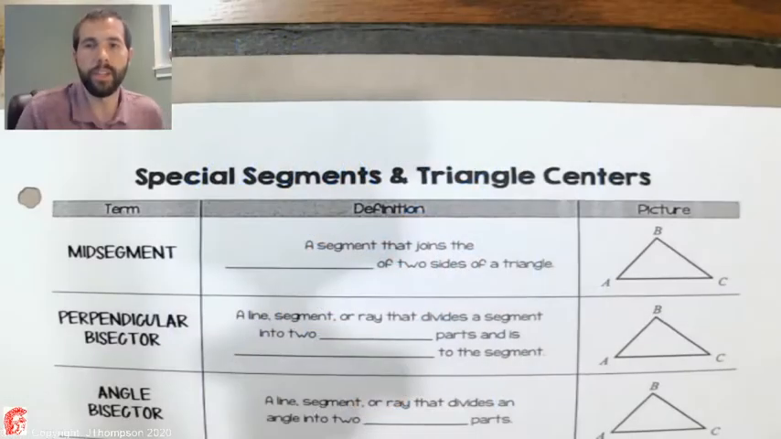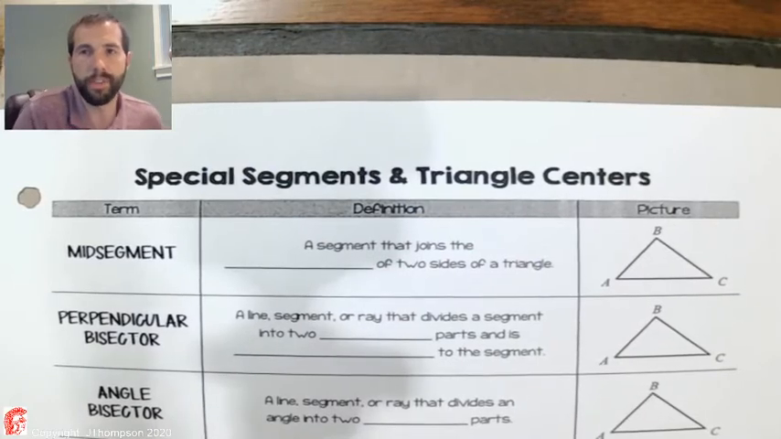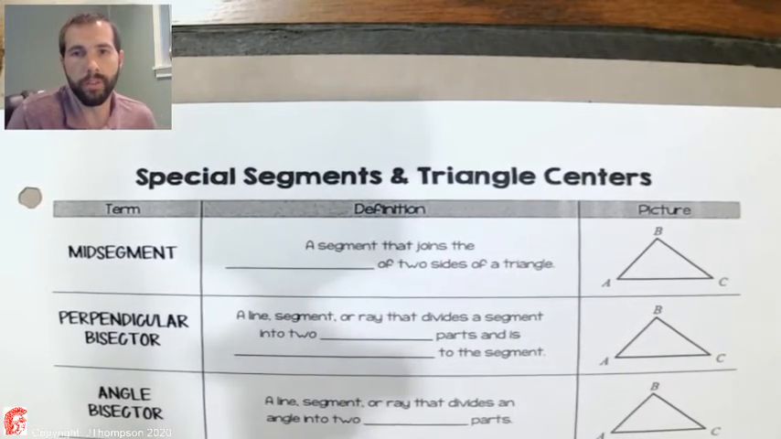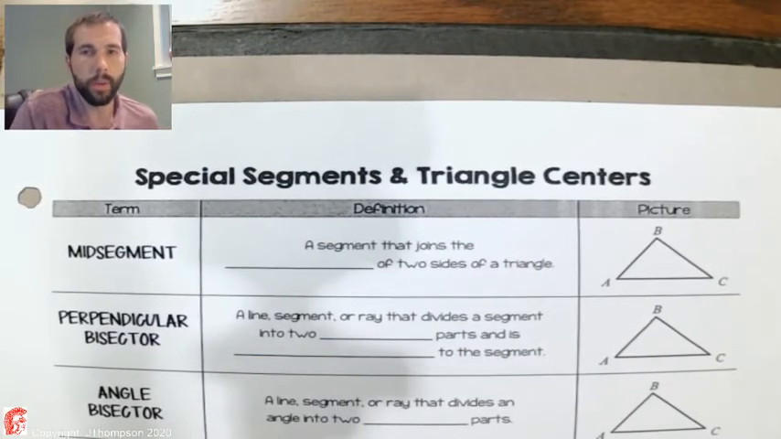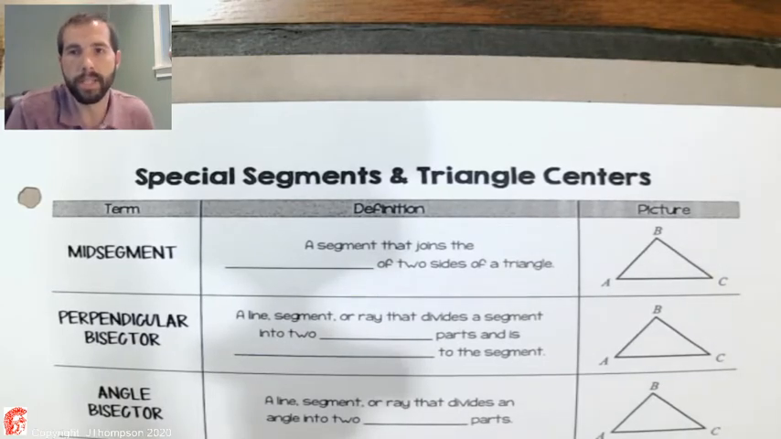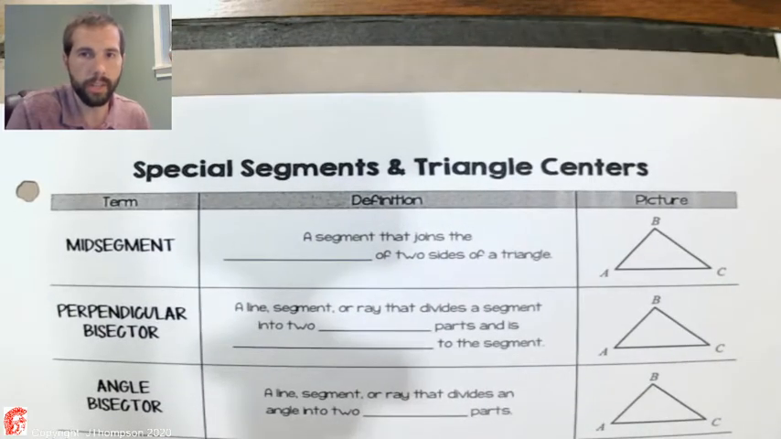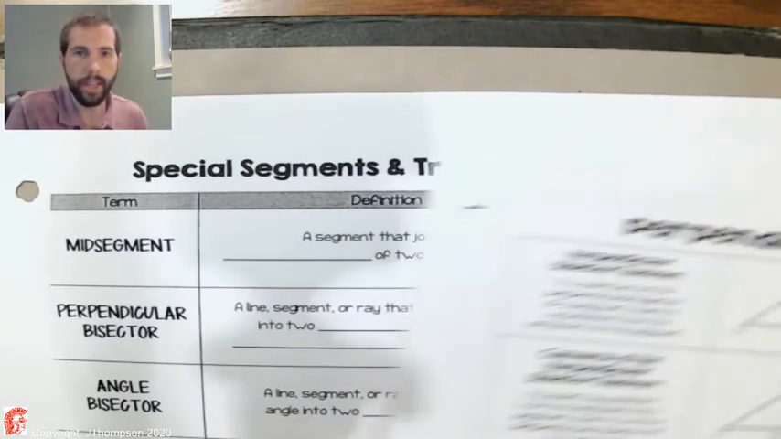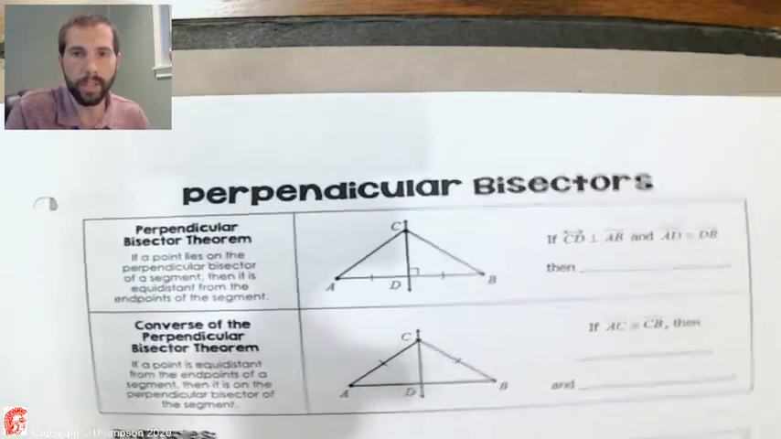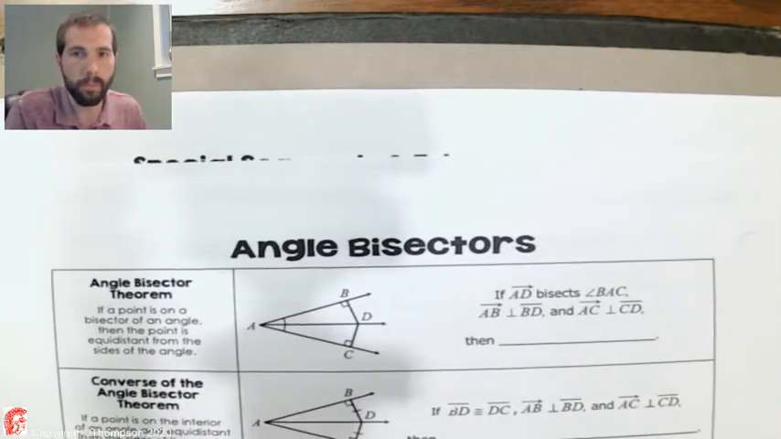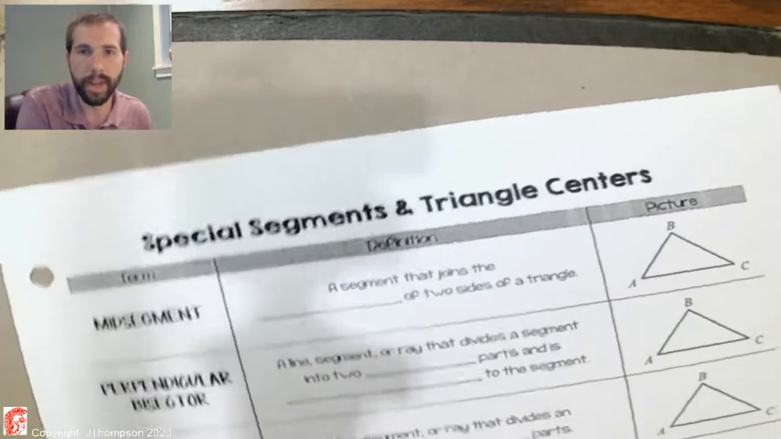Hey everybody, in this video we're going to go through the definitions for chapter 5. This is all the stuff that we're going to be covering throughout the chapter, and then we're going to be focusing on perpendicular bisectors and angle bisectors. So first you're going to go over this assignment here, as you can see the heading, and then we're going to go through perpendicular bisectors and then the angle bisectors. So you want to have these two assignments out.